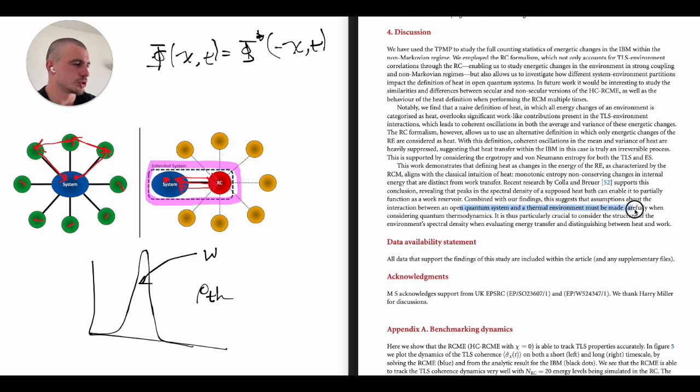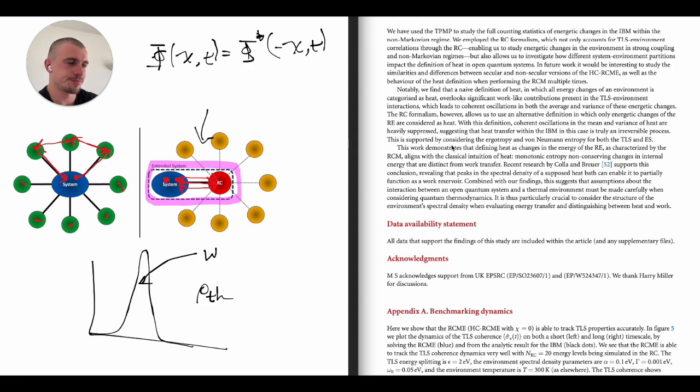So essentially the long and short of this work is, if you want to define heat for an open quantum system, you need to be careful. You need to think about the shape of the spectral density, the coupling to the bath, and then perhaps if you have a non-Markovian environment, you should use the residual bath definition of heat like we have here.